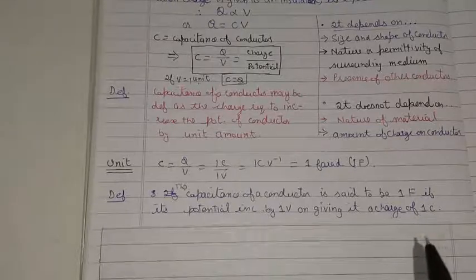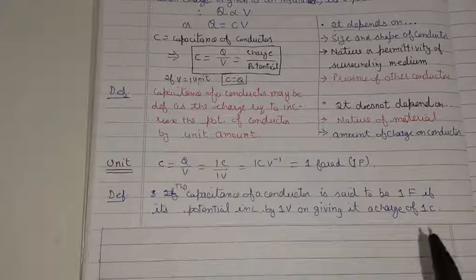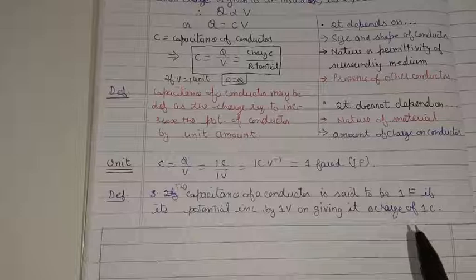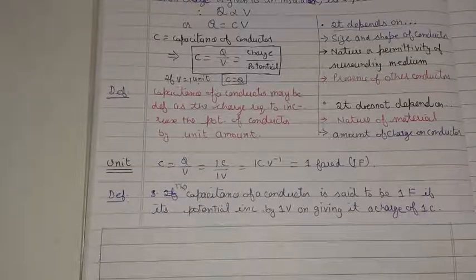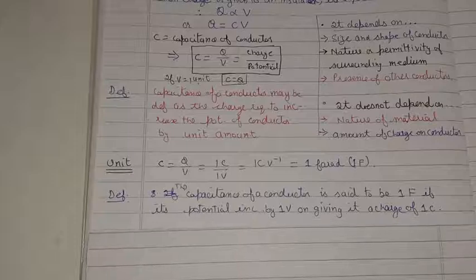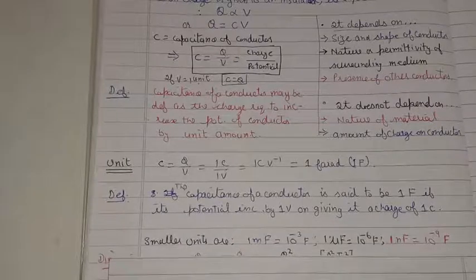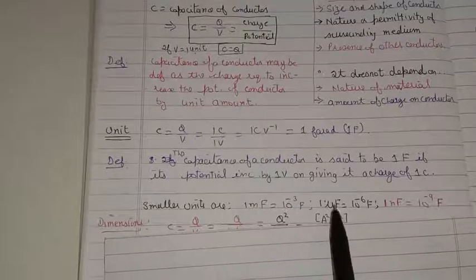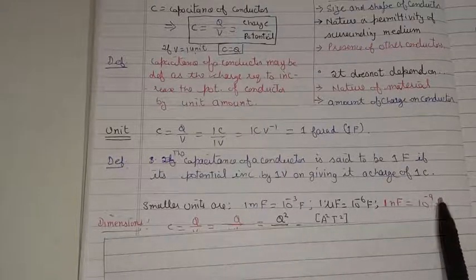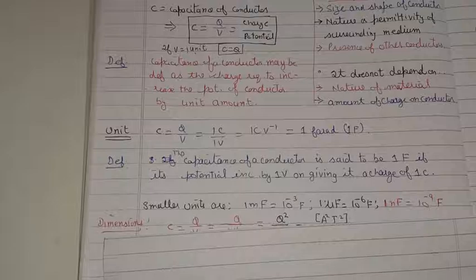1 farad is a very huge value of capacitance. We cannot make a capacitor in our day-to-day life which has a capacity of 1 farad. So the smaller units used for the measurement of capacity are 1 millifarad, 1 microfarad, 1 nanofarad, 1 picofarad, and so on.